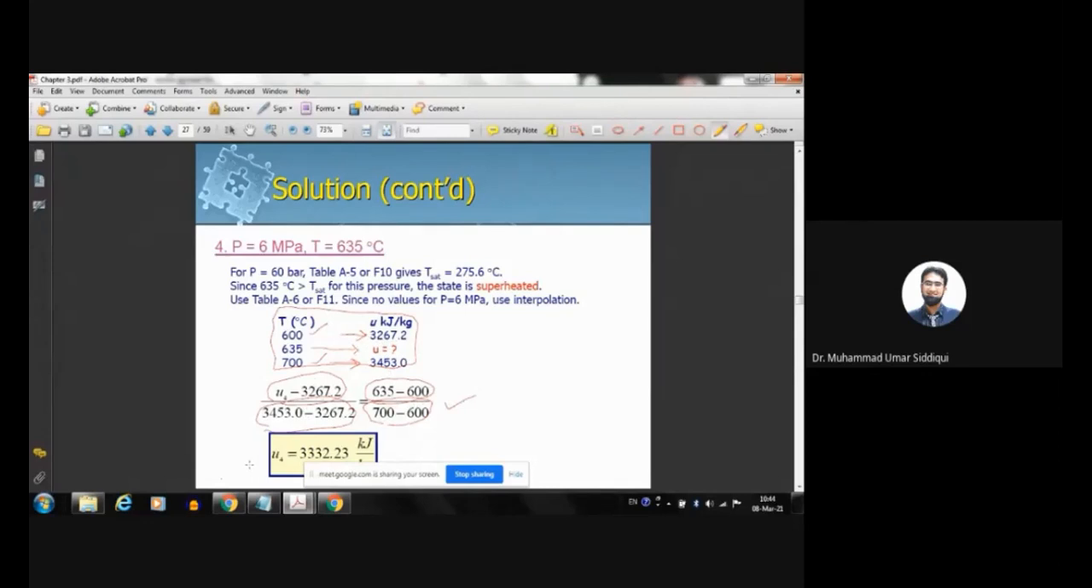Do you understand how we got the value of internal energy for 635 degrees centigrade and 6 megapascal? Yes, sir. This is linear interpolation. I used linear interpolation this way. If you want to use any other methodology, it's okay. It's up to you. If you want to use a calculator or anything for it, it's okay.